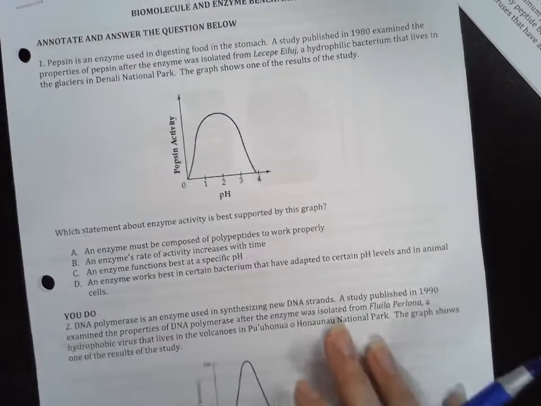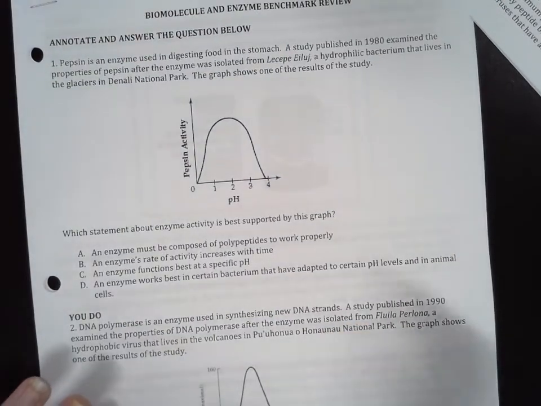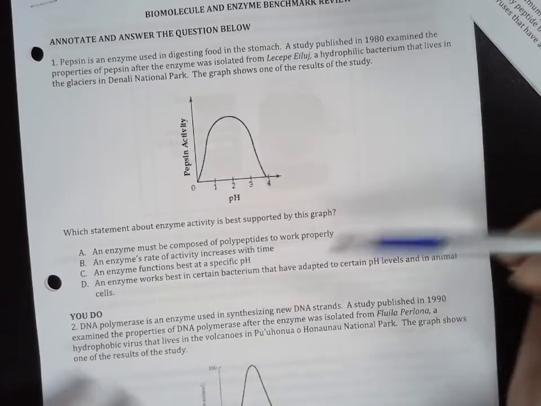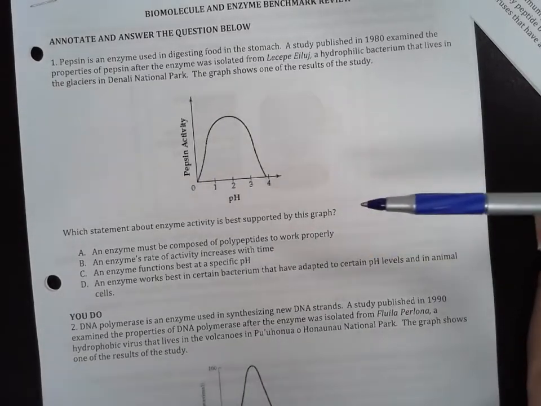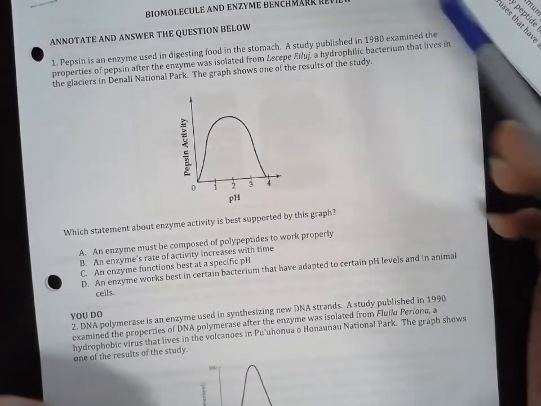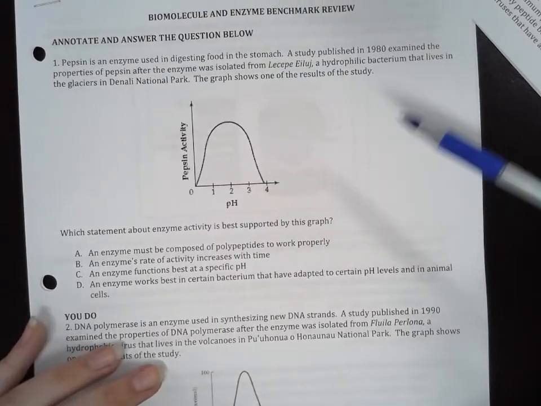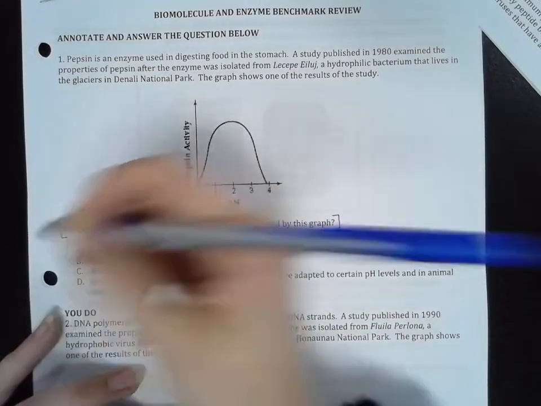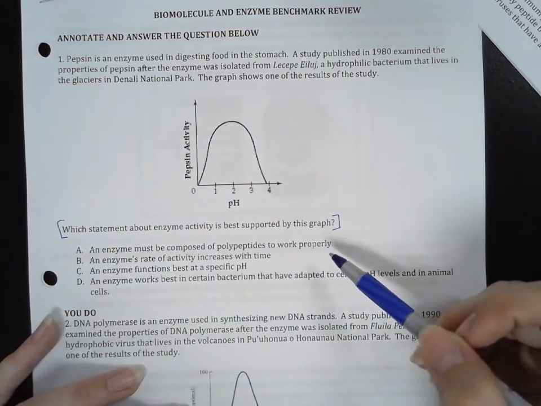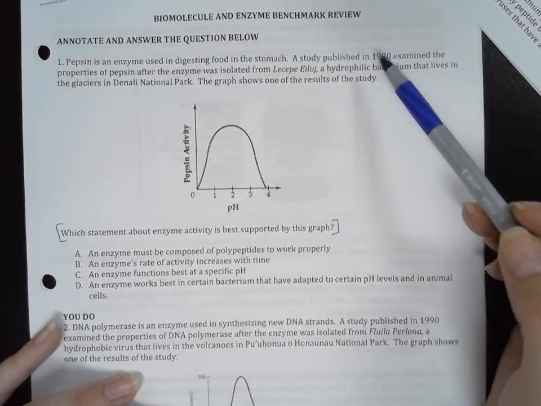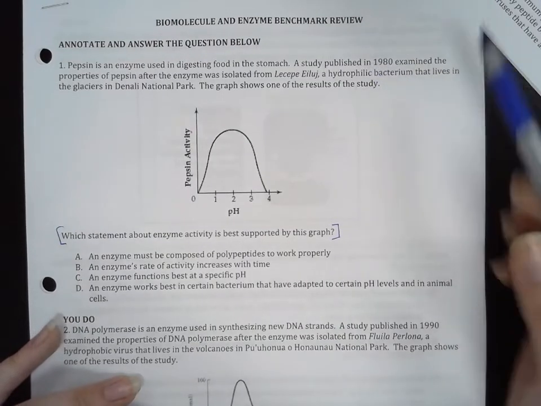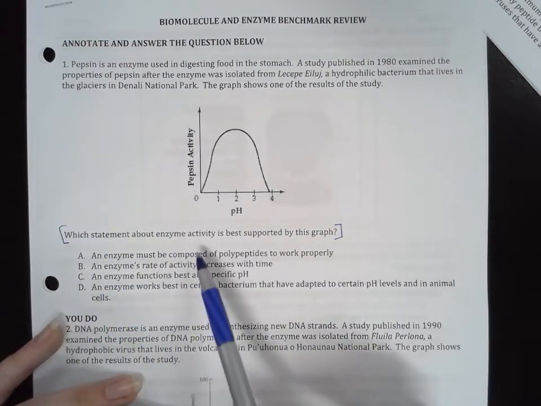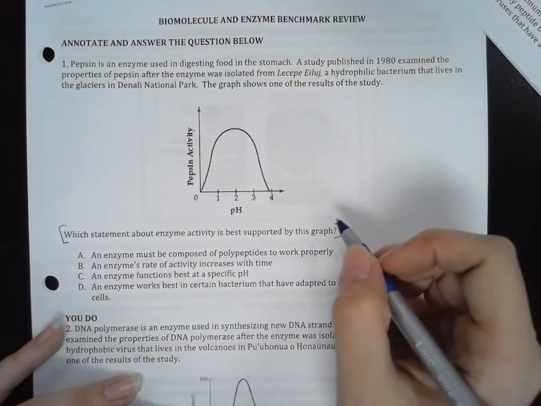All right, so this is your biomolecule enzyme review. I'm going to go through a question and then you're going to try some on your own. Whenever we see long, scary images or questions like this, I'm going to first bracket my question right before my answer choices to see if I even need to read the extra information they gave me. Which statement about enzyme activity is best supported by this graph?